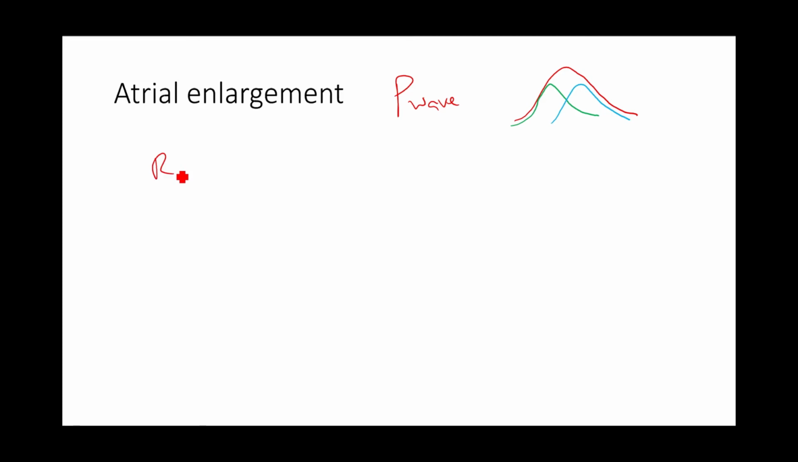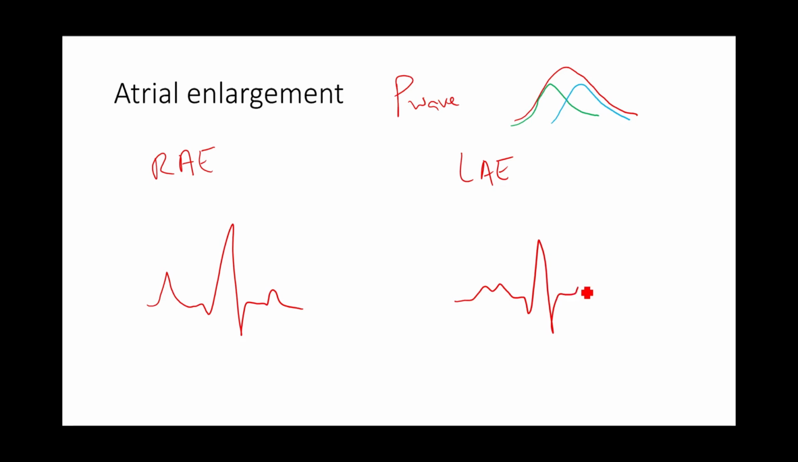In the case of right atrial enlargement, we expect to see peaking of the P waves, more so the initial portion of the P wave. So it would look more like this, with the QRS complex following. In the case of left atrial enlargement, we would actually see more of a notching of the P wave, so something that looks a little bit like this, followed by the QRS complex. Just to review, in right atrial enlargement, we see more of a peaking, while in the left, we see more of a notching.